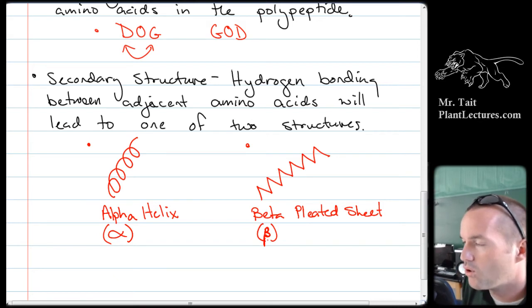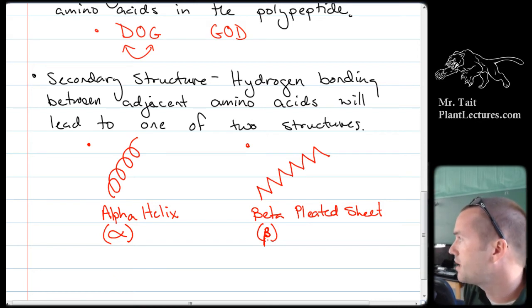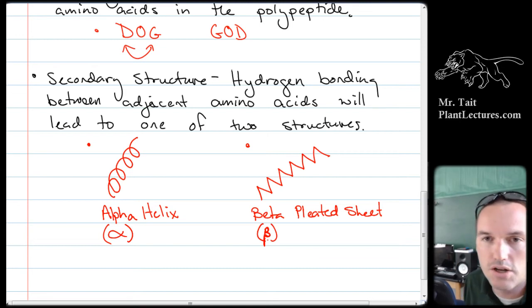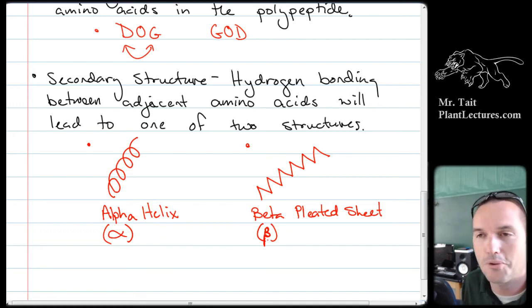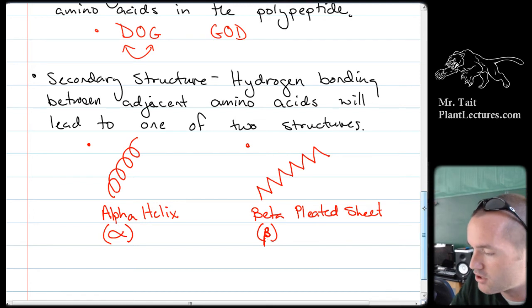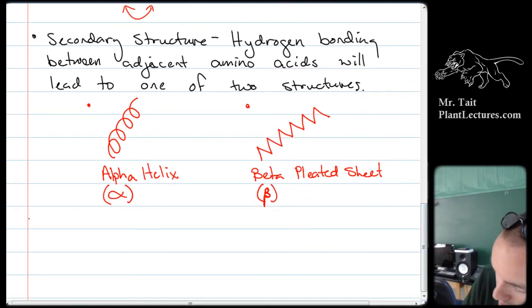Okay, so they're going to form either the alpha helix or the beta pleated sheet. So we're starting to get a three-dimensional structure, and this three-dimensional structure is just going to be formed based on the hydrogen bonding of adjacent amino acids, which amino acids they are and what order they go in. Okay, so the primary structure is going to influence the secondary structure first of all, and then the secondary structure will go on to influence the next structure, which is the tertiary structure.